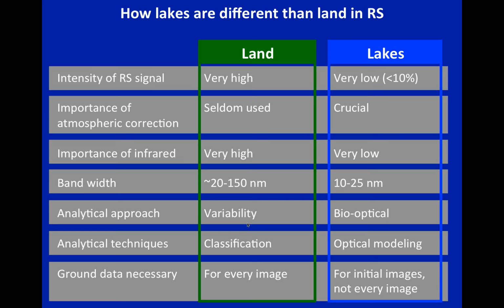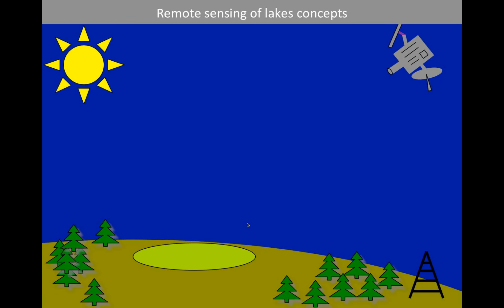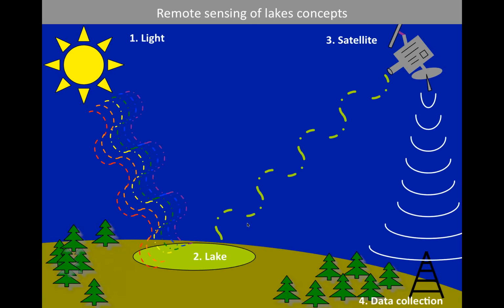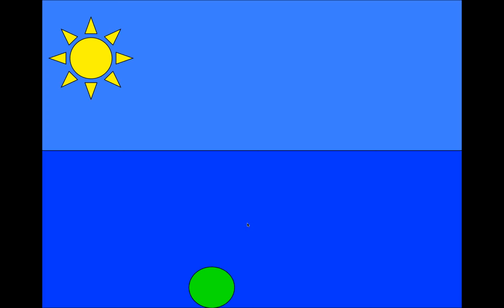These are all very general statements. There could be some differences in each one when you get to specifics, but generally speaking, these are some of the big differences. So very briefly, you have light hitting the lake, bouncing to the satellite, and data being collected. This is how remote sensing works for almost everything, but the interesting thing is what happens once the light hits the lake. Even when light hits land, pavement, or trees, things are happening, but in the lake, I think it's a little bit more complex.